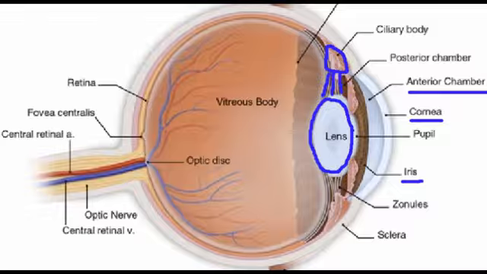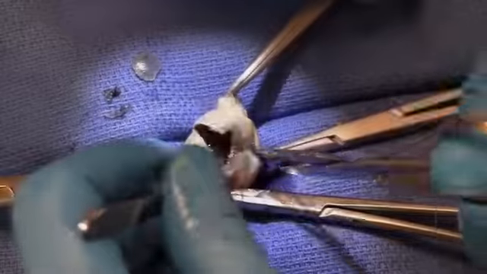The next step in the dissection will be to cut into the vitreous cavity, which you can see here on the diagram. Exposing the vitreous will help us better visualize the location of the intraocular lens, which lies just in front of the vitreous cavity.